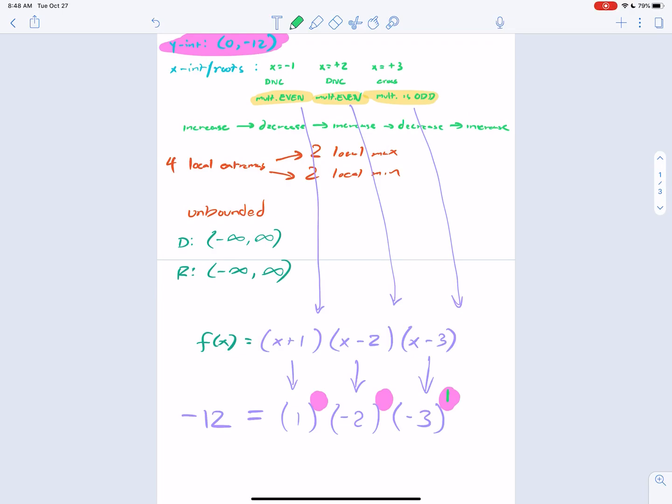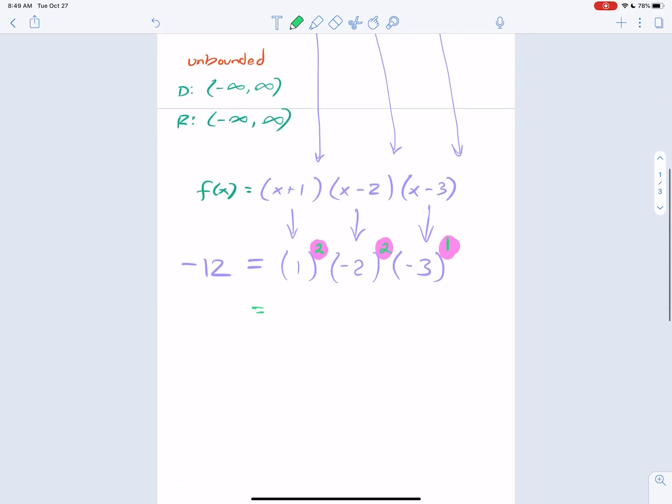Now, I know that the multiplicity for x plus 1 has to be even, so I'm going to try out 2. Okay. And I know that the multiplicity for x minus 2 has to be even as well, so I'm going to try to put a 2 here. Okay. So let's see what happens.